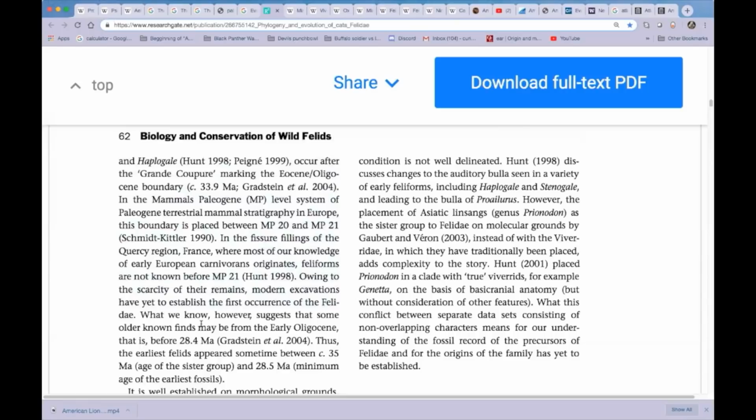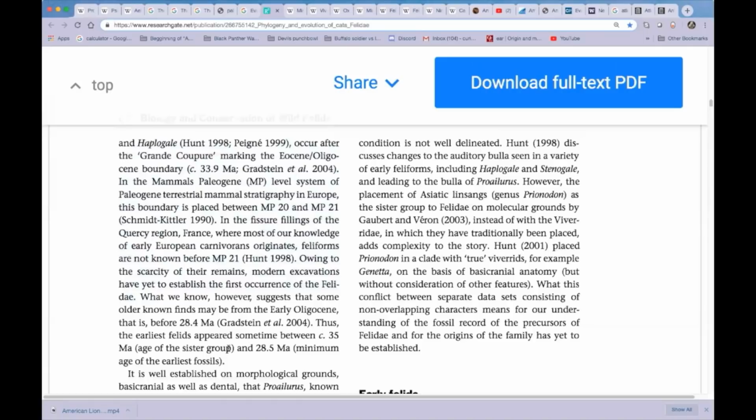What we know, however, suggests that some older known finds may be from the early Oligocene. That is before 28.4 millennia ago. Thus, the earliest felids appeared sometime between 35 millennia.